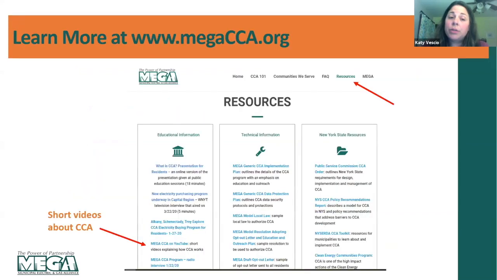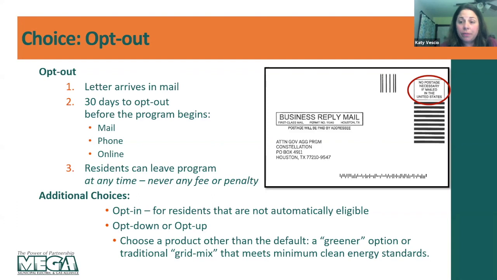And I'll just underscore, MEGA's rate does not change over the course of the program. So that's a really important thing that customers need to become aware of when they're making their decision.